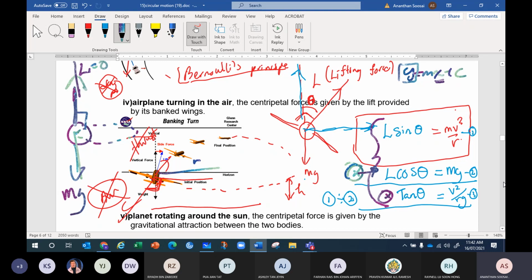Okay, a little unique one, tilted. So what type of force contributes to the centripetal force here? The horizontal component of the lifting force contributes to the centripetal force of this plane. Any questions? Okay, who got the idea? Okay, no questions. We're going to continue to discuss more examples and more systems.